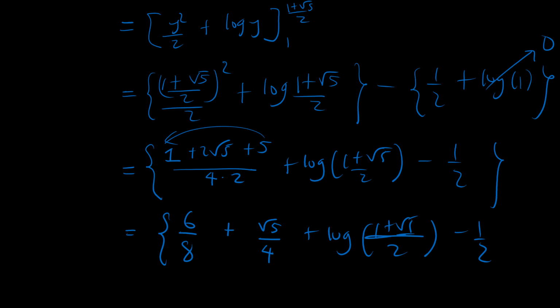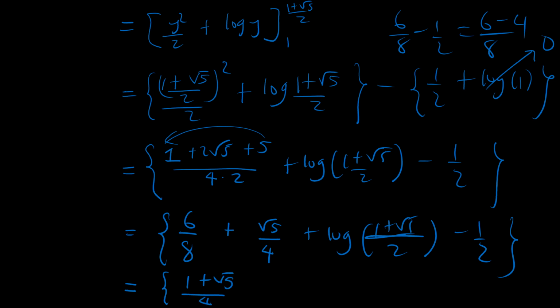Okay, how do we simplify this further? I mean, when we take 6 over 8 minus a half, which is 6 minus 4 over 8, which is going to be 2 over 8, which is a quarter, and so we have 1 plus root 5 over 4, considering this, plus natural log of 1 plus root 5 over 2. And that is our answer.